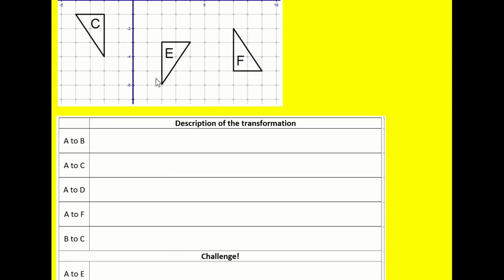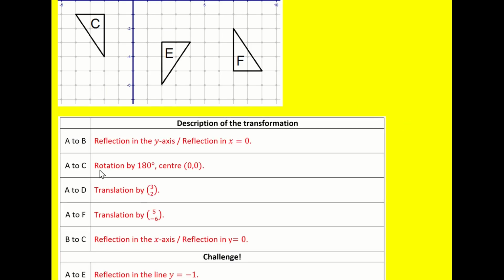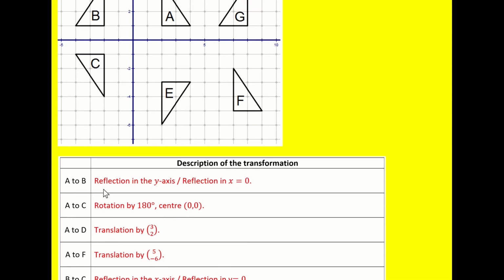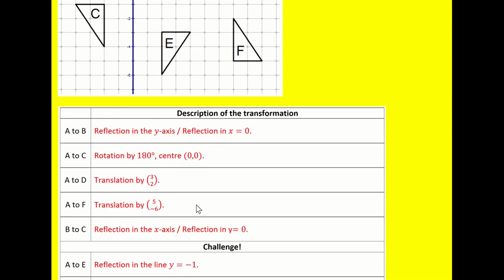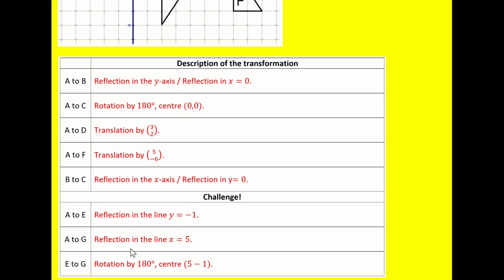I'm going to show you the answer so you can check. So that is what you should have got. I think A to C, you could have said that it was an enlargement by scale factor -1. Just be aware of that. We talked about that. Okay, the same for E to G.